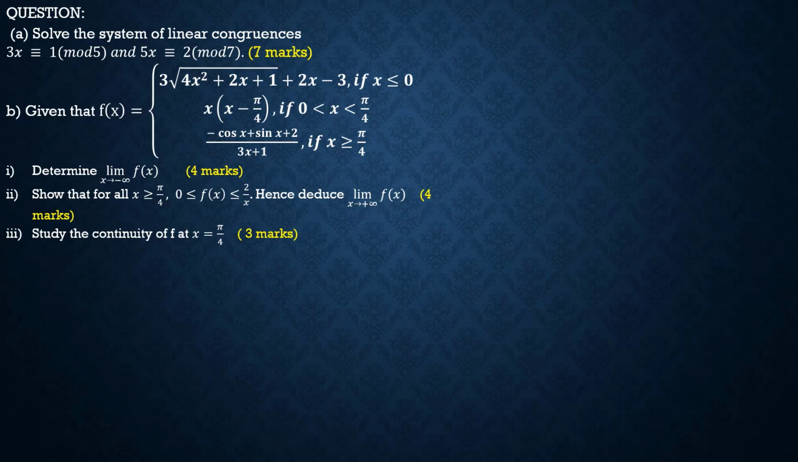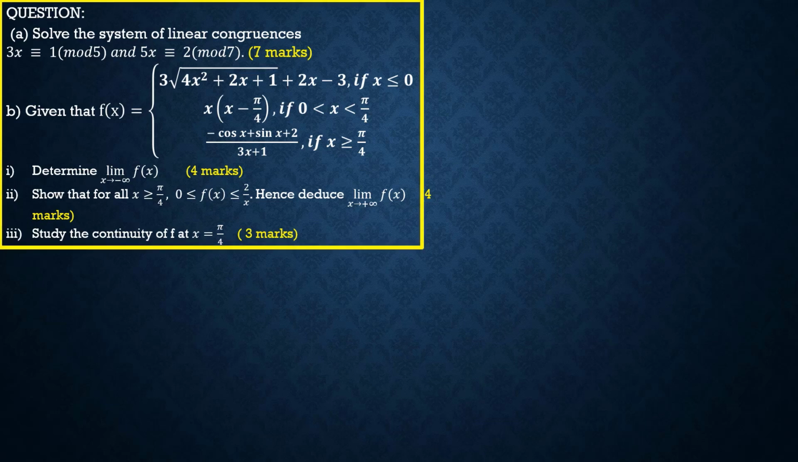Okay, so we are going to begin with a question on congruences. To begin with, we have that 3x is congruent to 1 mod 5. So this simply means that x will be congruent to 2 mod 5. So what did I do? I multiplied all through by the multiplicative inverse of 3. The multiplicative inverse of 3 in mod 5 is 2, since 3 times 2 is 6, which is congruent to 1 mod 5. So the multiplicative inverse of 3 is simply 2.